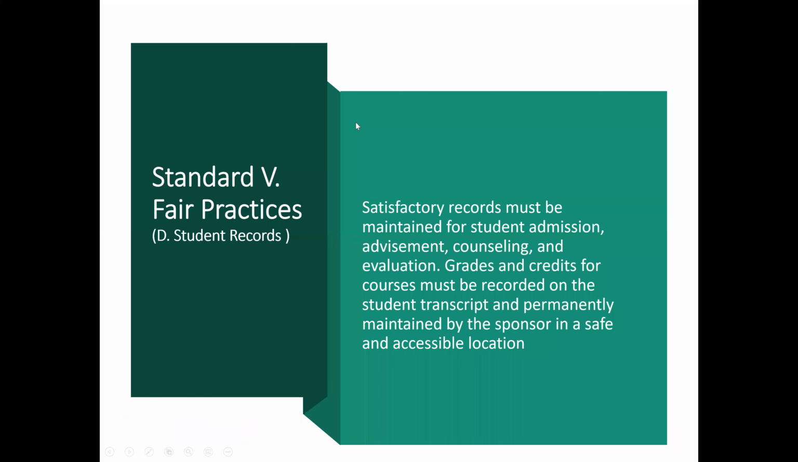And then we look at these forms and make sure that they are showing forward progress. And we keep those forms as part of their records. So one of the standards, 5 fair practices, is on student records. And it says that satisfactory records must be maintained for student admission, advisement, counseling, and evaluation. Grades and credits for courses must be recorded on the student transcript and permanently maintained by the sponsor in a safe and accessible location. So this is another way to demonstrate that you're meeting those standards, standard 5 fair practices.